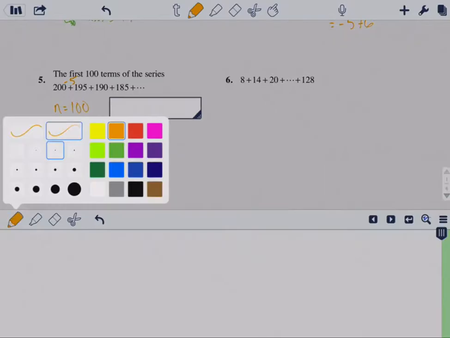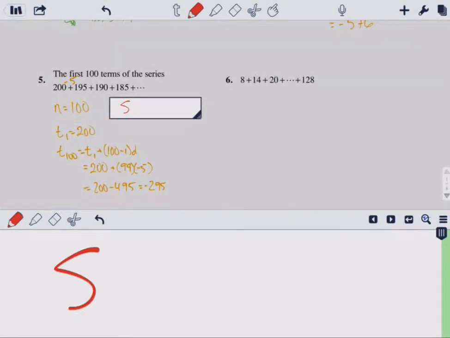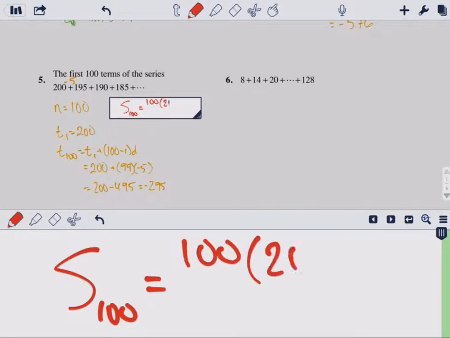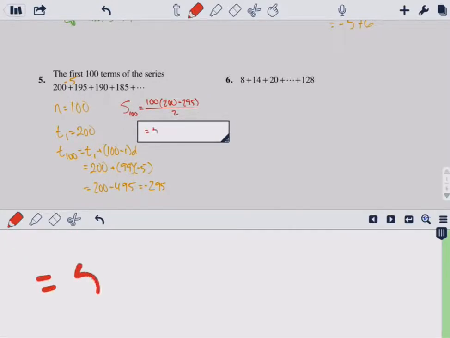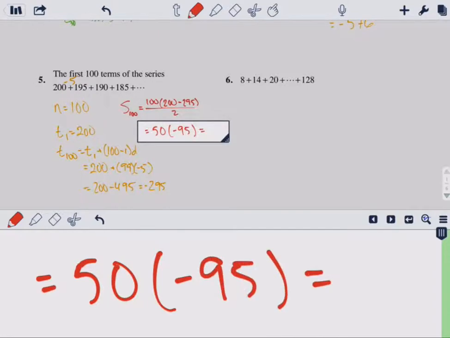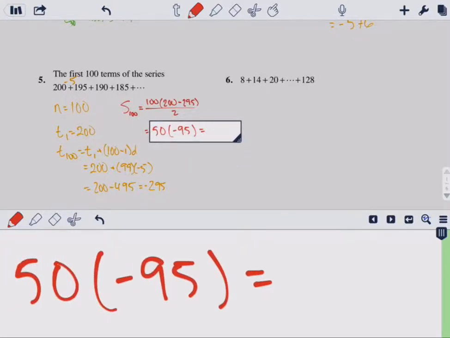Okay, so do S sub n, or S sub 100. That's equal to 100 times 200 minus 295 over 2, or that's equal to 50 times negative 95, which is 50 times 95, negative 4,750.